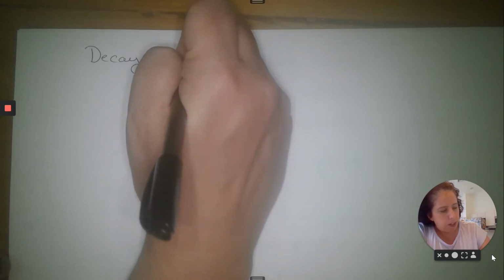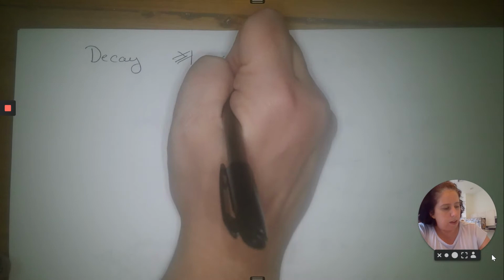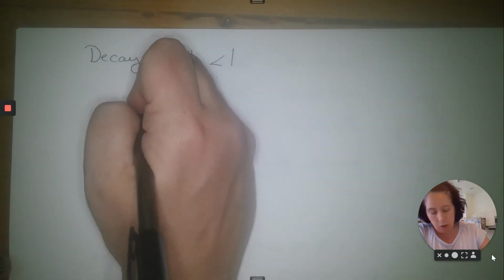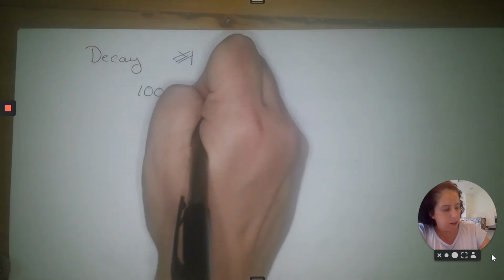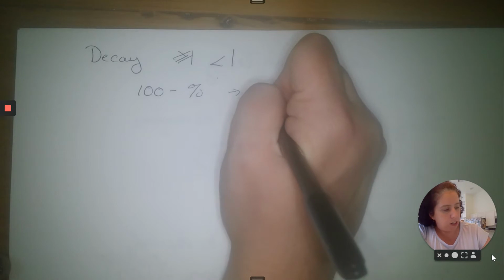Okay, so now let's do some decay ones. Remember, decay is going to be less than 1. Nope, that's the wrong way. That way. So the decay is less than 1. This time you're going to do 100 minus the percentage. That's how we're going to get it less than 1. And then you're going to change it to a decimal.